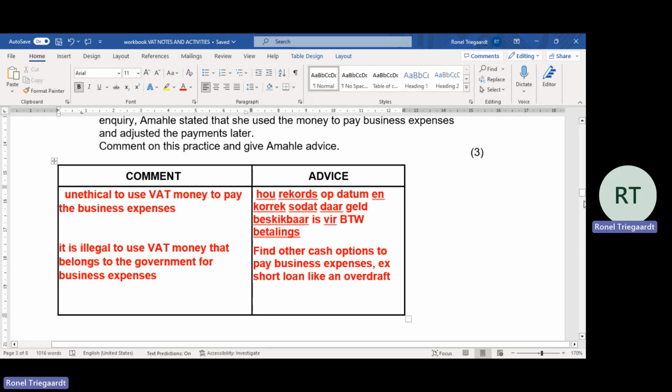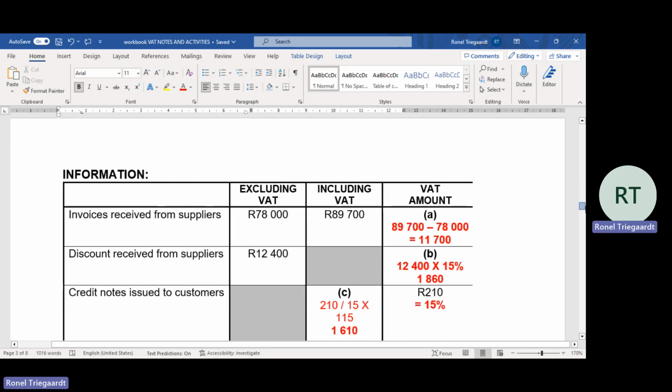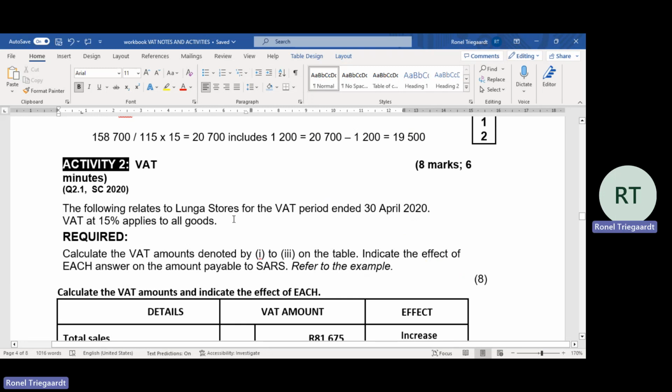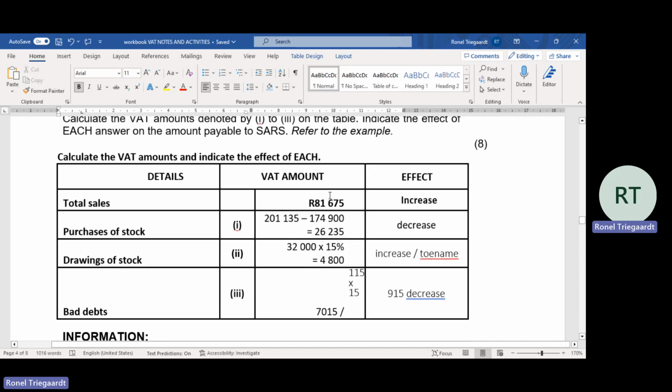Volgende vraagje, activiteit 2. Here they tell us, the following relates to Lunga stores for the VAT period ended 30 April 2020. This, as you can see, comes from the 2020 paper. First year that there were 2 papers. Calculate the VAT amounts denoted by 1 to 3 on the table. Indicate the effect of each answer on the amount payable to SARS. Total sales. The VAT amount for total sales will be that. And that VAT will increase the amount payable to SARS.